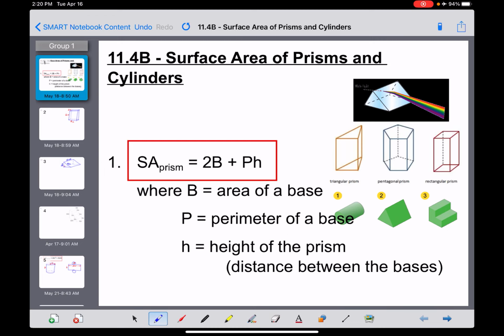All right, guys, so now that we've got a basic understanding of what some of these three-dimensional solids are called, which we did in 11.4a, now we're going to move on into what we're really trying to accomplish in 11.4, which is finding the surface area of prisms and cylinders.